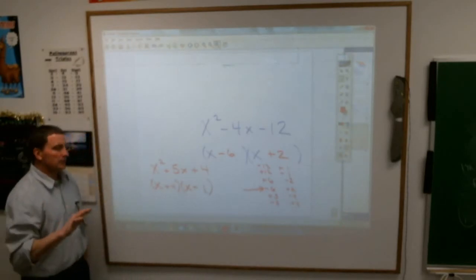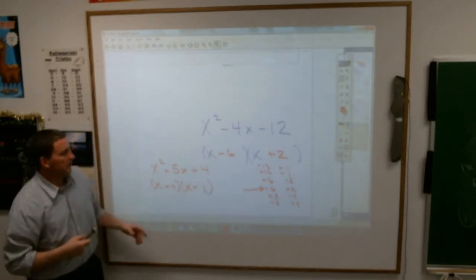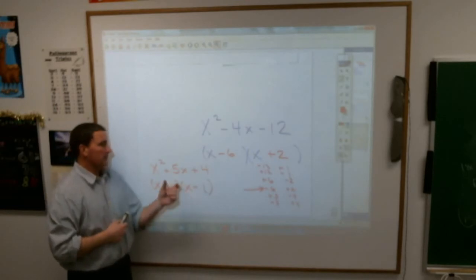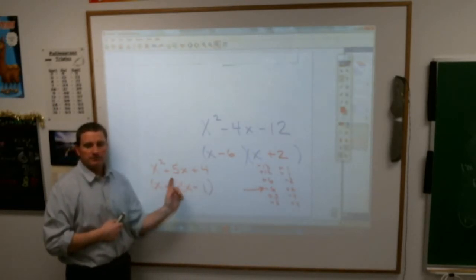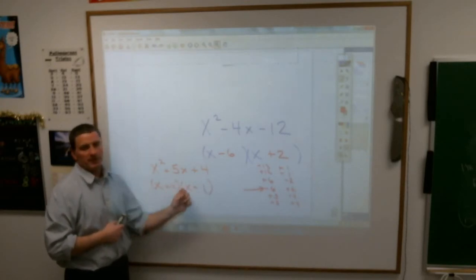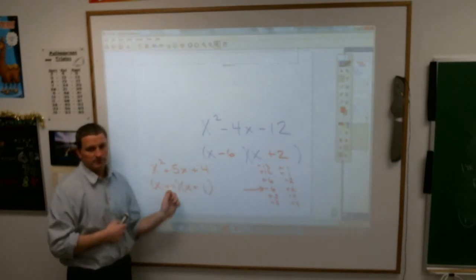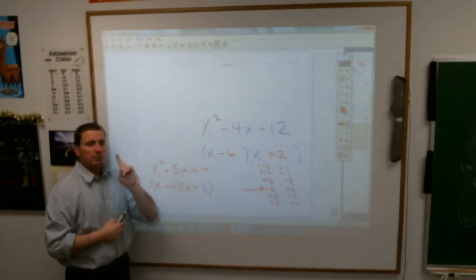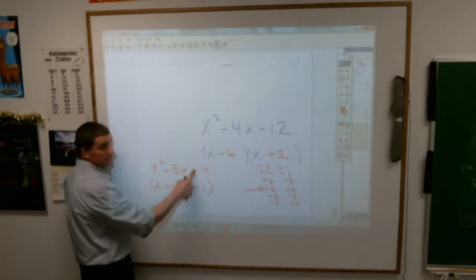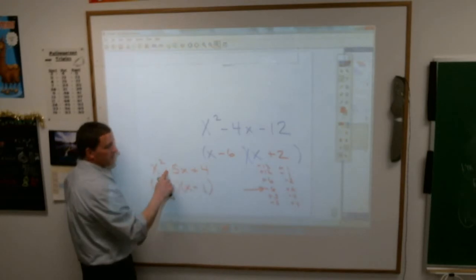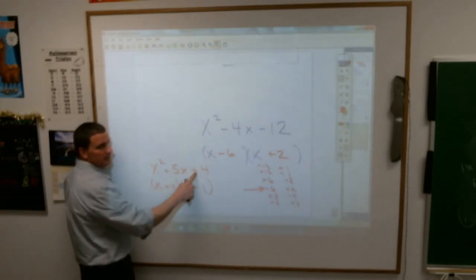After a while, you'll start to see a little pattern here. The only way for both of these numbers to be positive is for both of these to be positive. The only way for this to be negative is for them both to be negative.